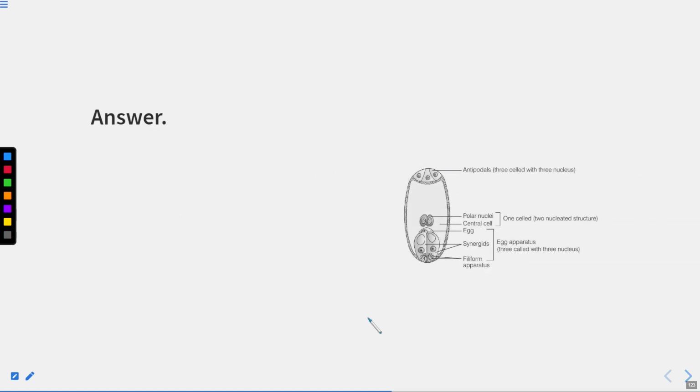So this is the image. Here you can see an embryo sac, a typical embryo sac of an angiospermic plant. At the chalazal end, you can label that antipodals are present, which are 3-celled with 3 nuclei. Then this is the micropylar end. This you have to remember: which is the micropylar end and which is the chalazal end.